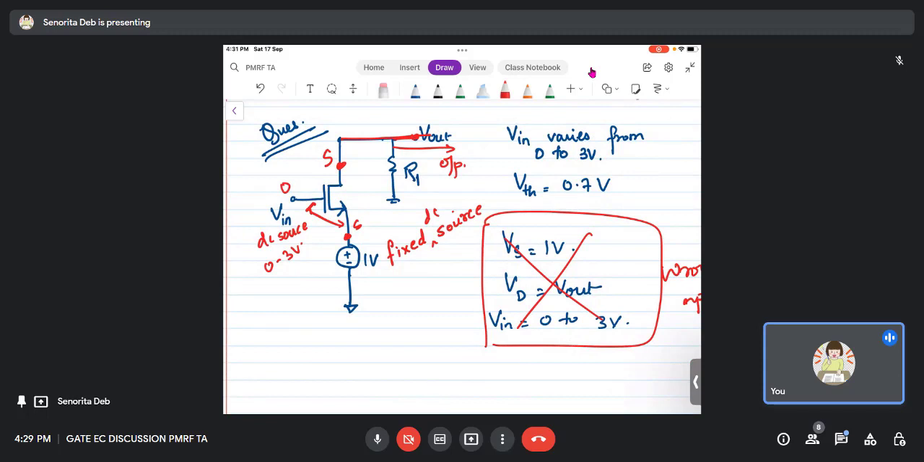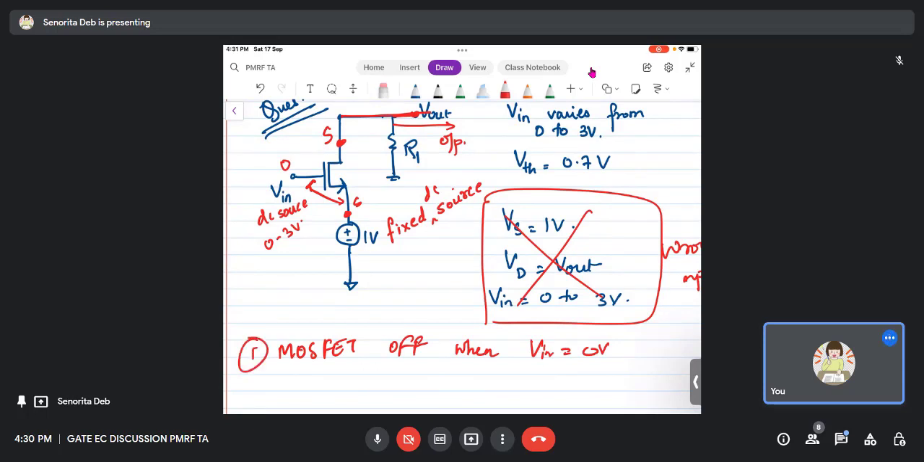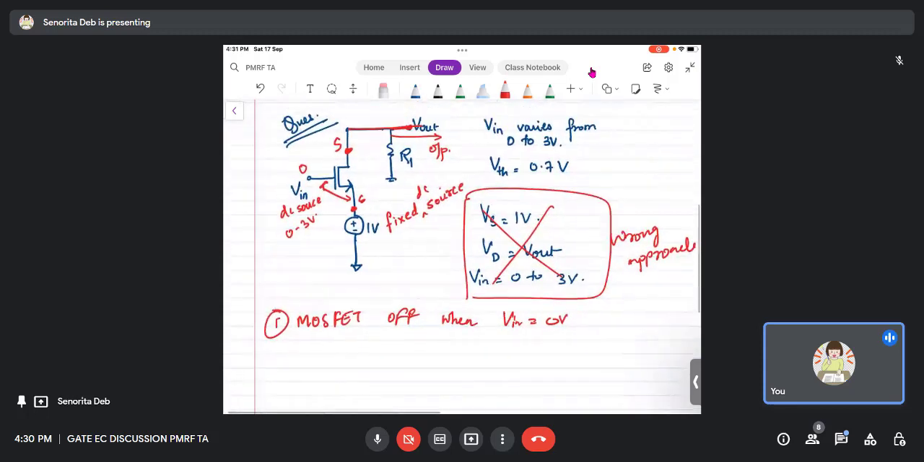So the first point you should write in your notebook: MOSFET is off when Vin is equal to 0 volt. That is your first point. Now, since the MOSFET is off and Vin is 0 volt, V out is 0 volt because there is 0 current flowing, so 0 ampere from R1. So V out is 0 volts, right?